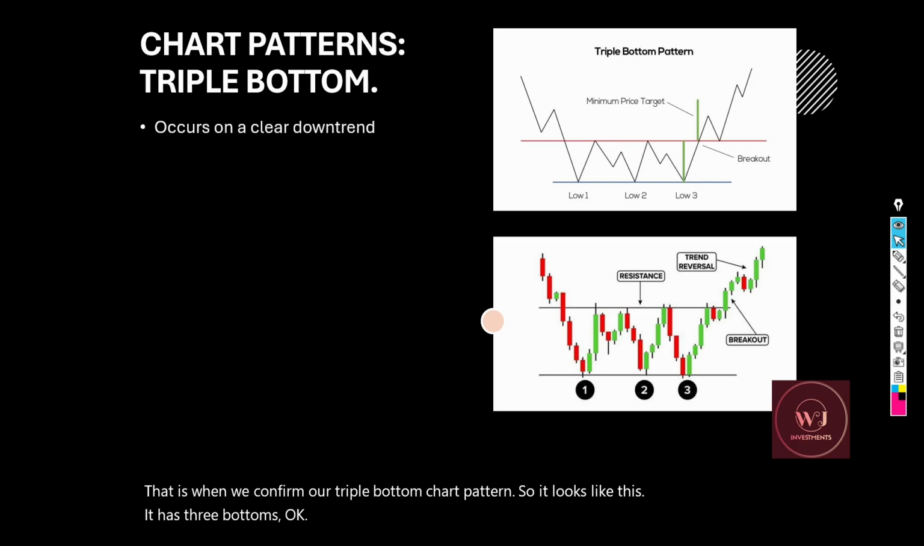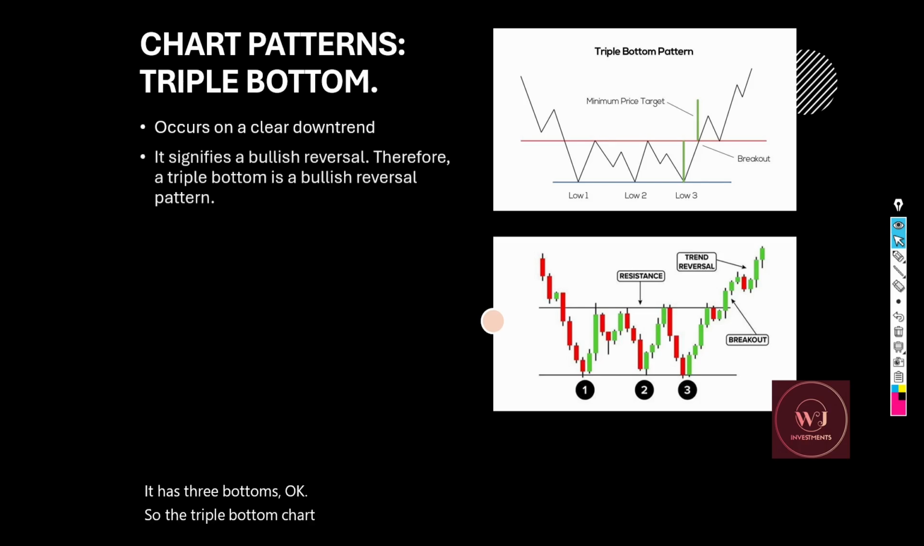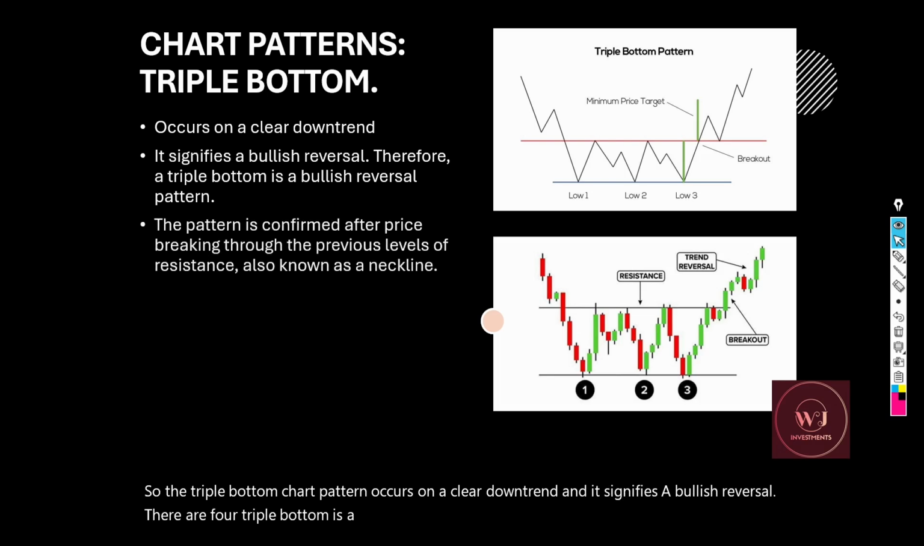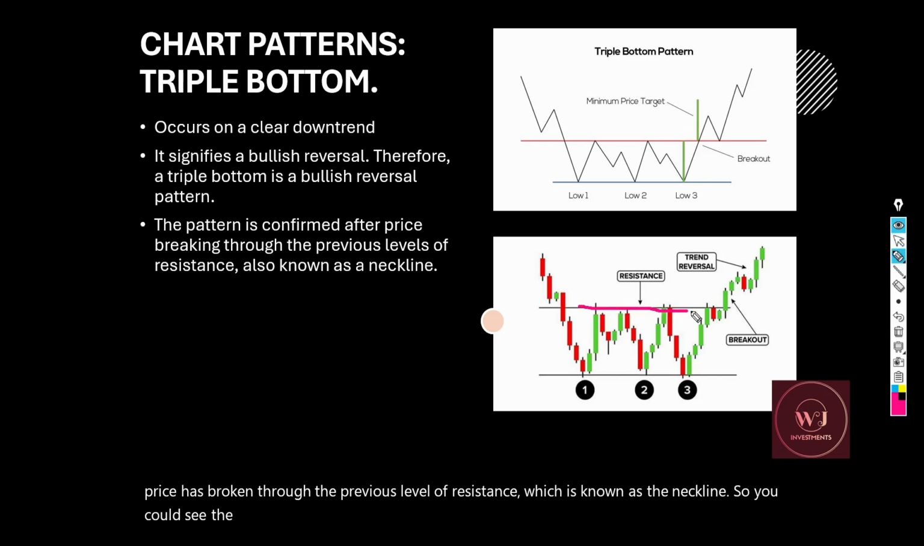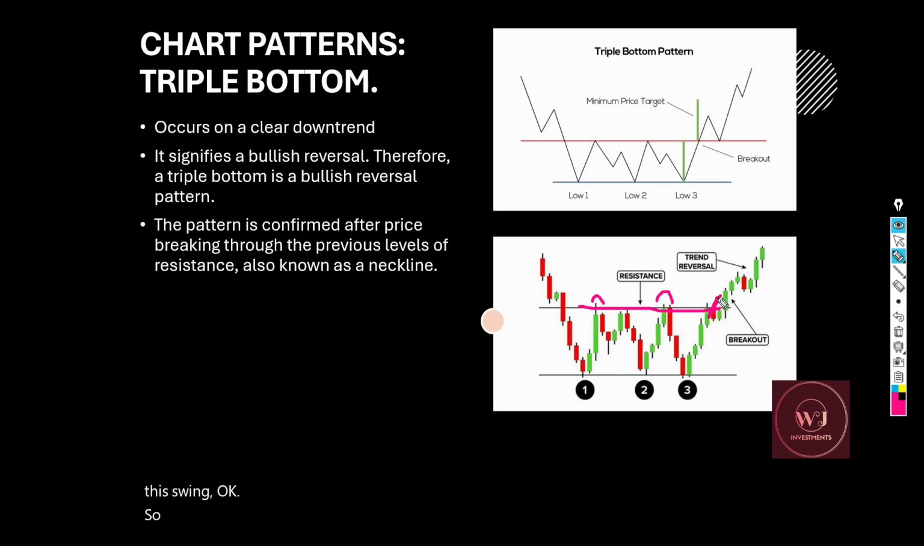So the triple bottom chart pattern occurs on a clear downtrend and it signifies a bullish reversal. Therefore, a triple bottom is a bullish reversal pattern. This pattern is confirmed after the price has broken through the previous level of resistance, which is known as the neckline. You could see that right here we have the neckline, which is the level of resistance for this swing and this swing. So after the price has broken this neckline, there we confirm a triple bottom.